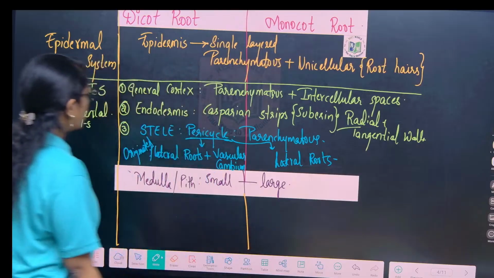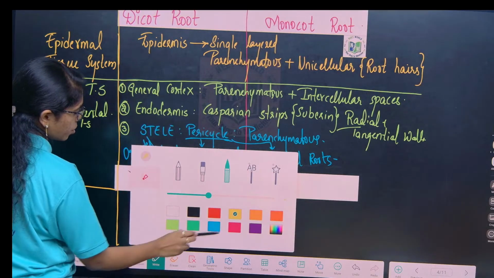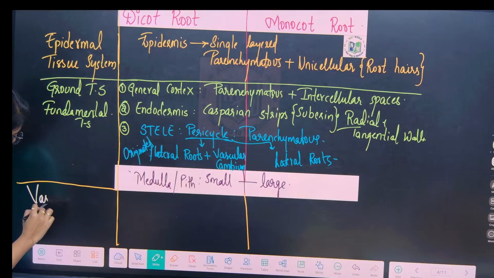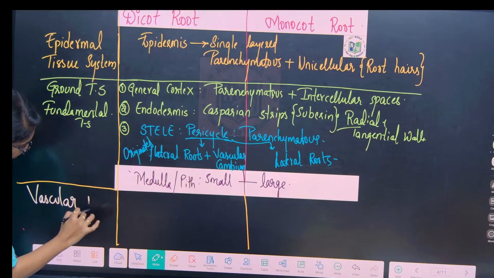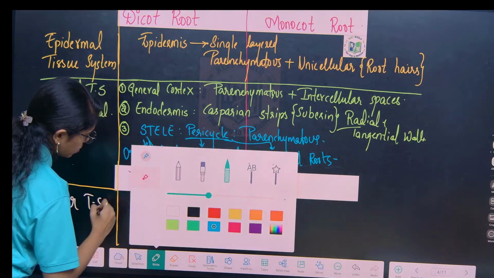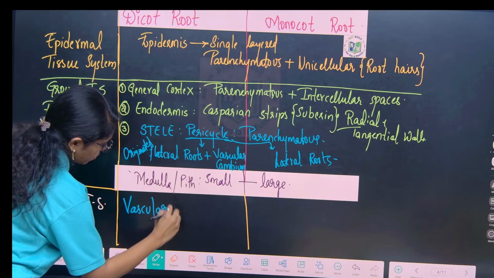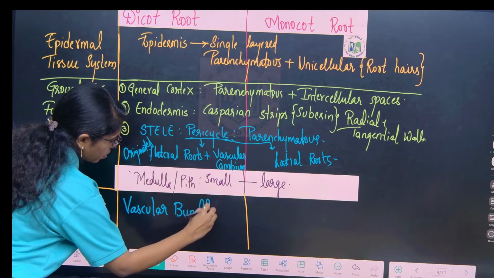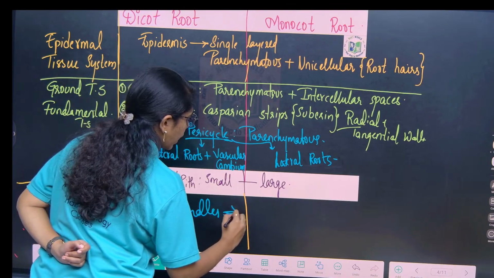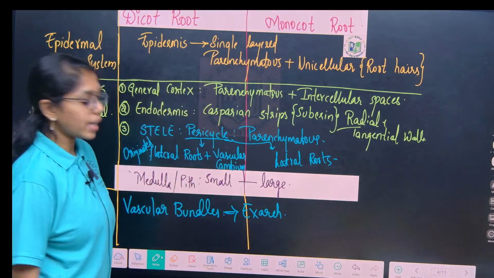Yeah. Next you see, it is what tissue system? Vascular tissue system. Vascular tissue system includes only vascular bundles. Vascular bundles are arranged in what pattern? Exarch pattern. And they are radial in their arrangement. What is radial arrangement?